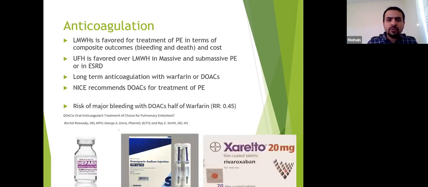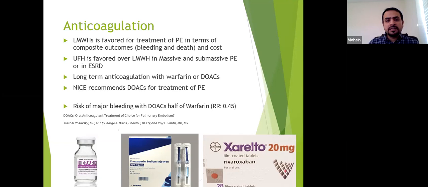So low molecular weight heparin is the favored treatment most of the times. Its dose is 1 milligram per kg twice daily. Unfractionated heparin is favored only if it's a massive or submassive PE, because you can give it intravenously, it acts instantaneously, and you can start an infusion right away, and you can adjust the doses if it's renal failure patients and they have extremes of weight as well. Once we initially anticoagulate them, then long-term treatment can be done on warfarin or dual anticoagulant treatments.